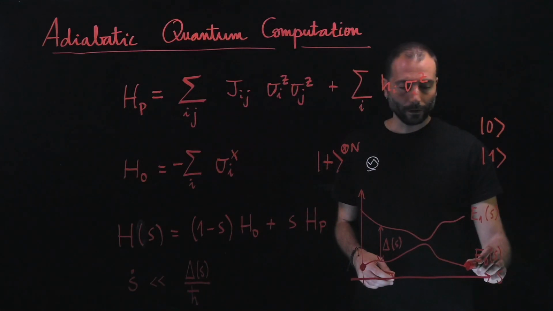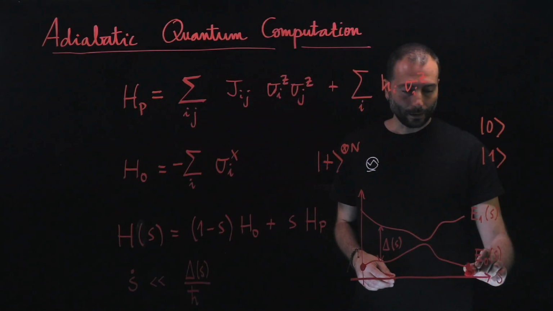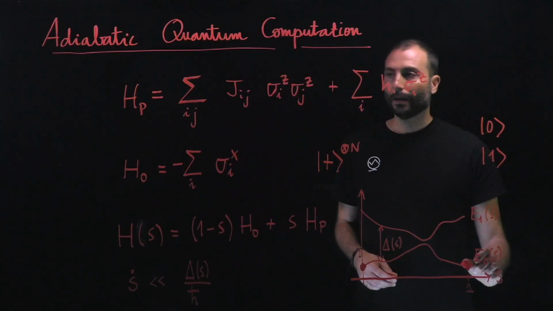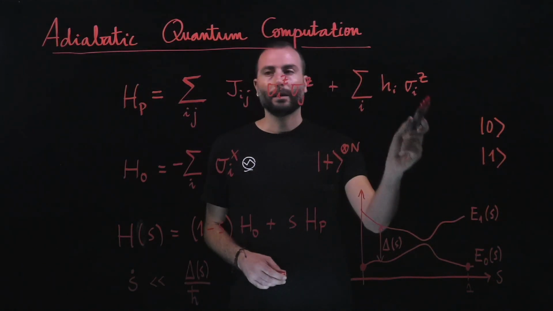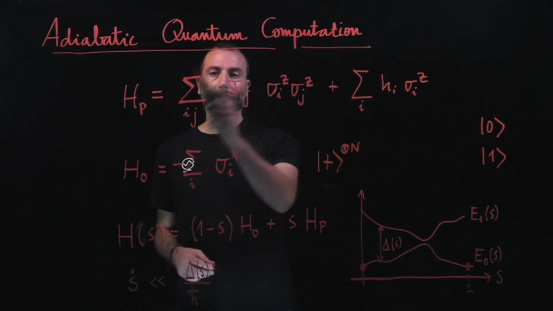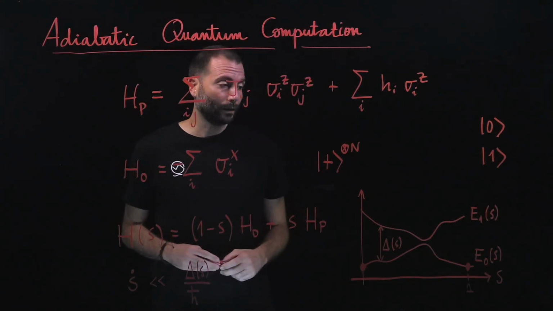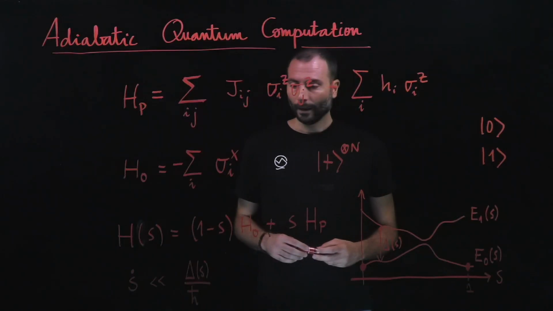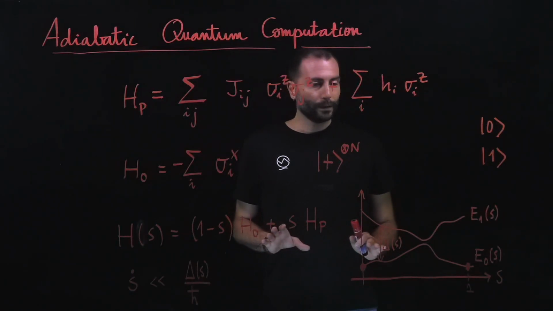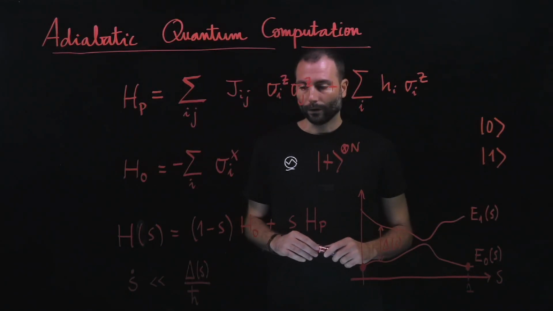Okay, and therefore our final state will be the ground state of the parallel Hamiltonian. But this is the objective that we had. Okay. Here, some comments are in order.